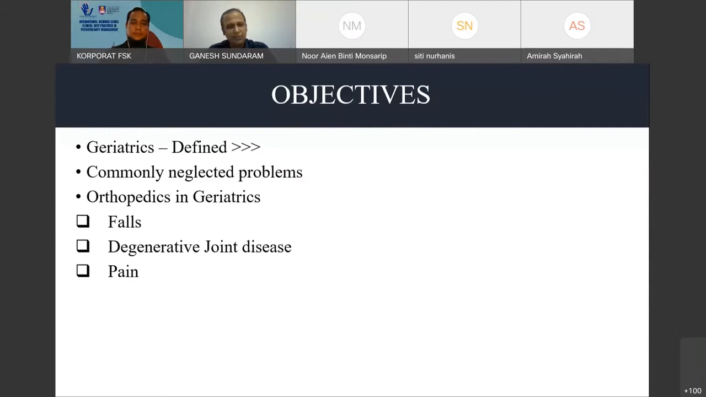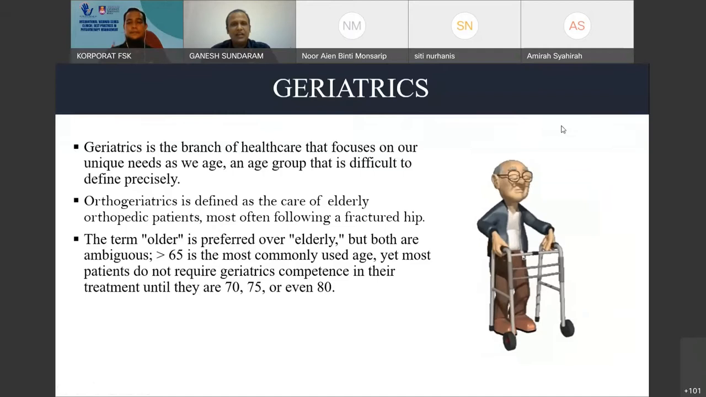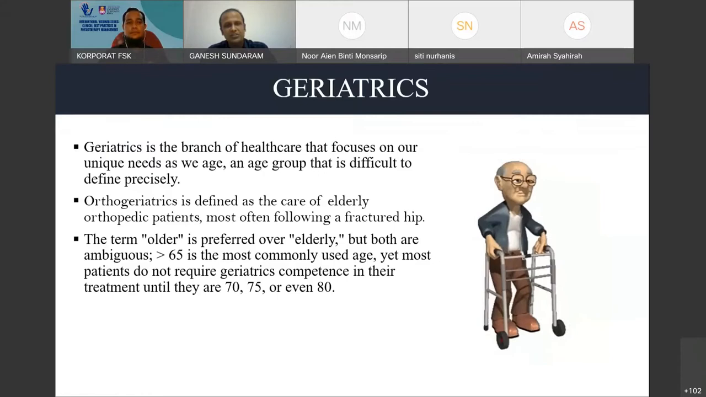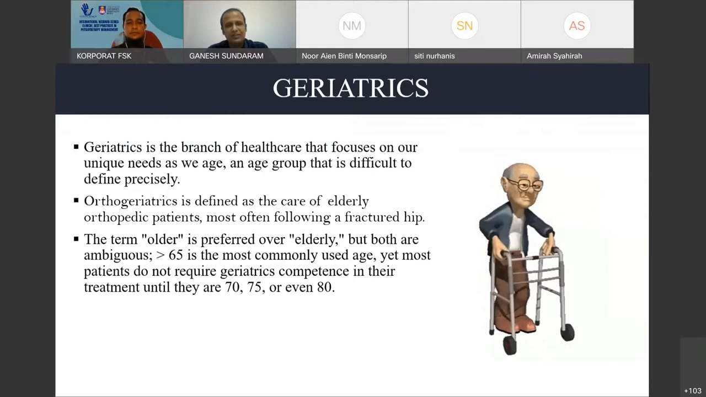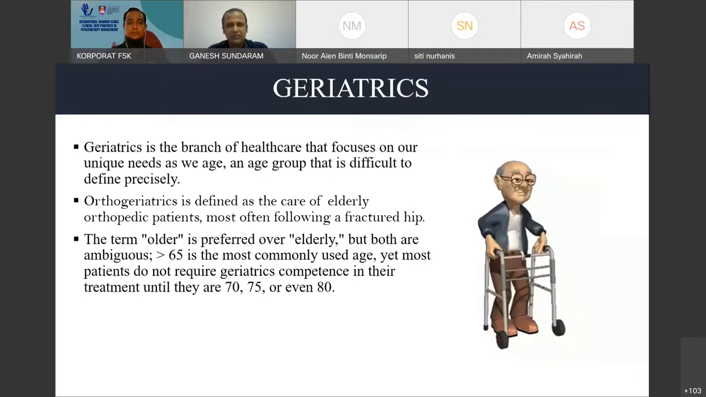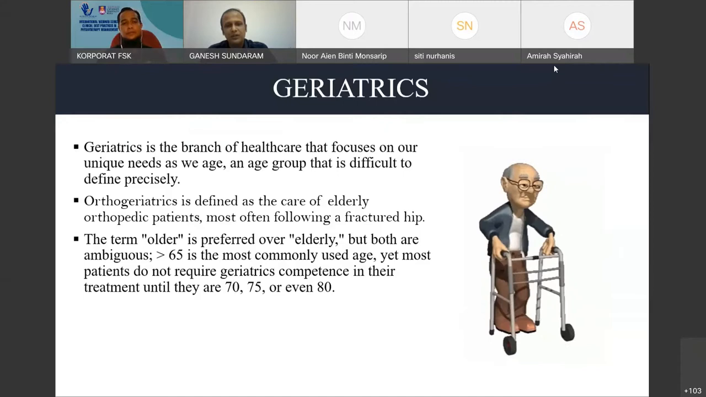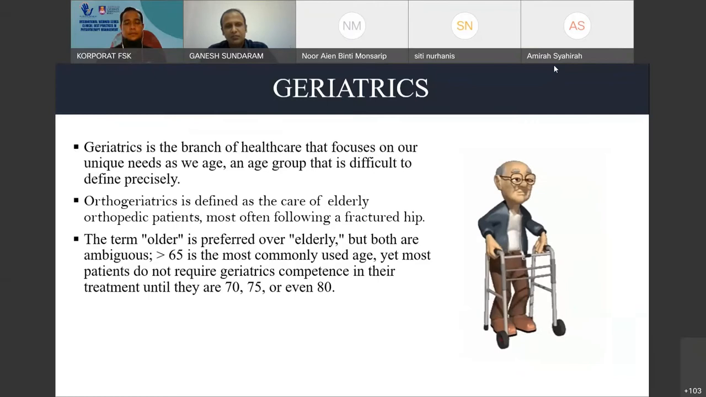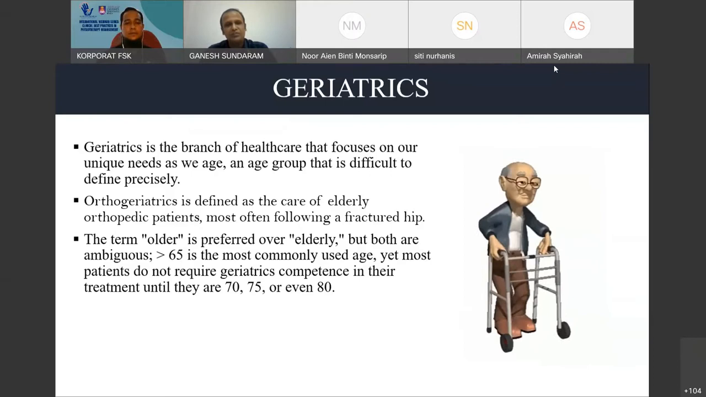What actually is geriatric? So geriatric is a branch of healthcare that focuses on our unique needs as we age, an age group that is difficult to define precisely. Orthogeriatrics is defined as the care of elderly orthopedic patients, most often following a fractured hip. So it is more towards the inpatient therapy. The term older is preferred over elderly, but both are ambiguous. More than 65 is the most commonly used age, normally we say. Yet, most patients do not require geriatric competence in their treatment until they are 70, 75, or even 80.